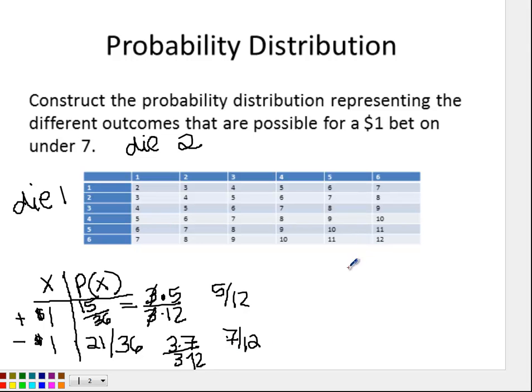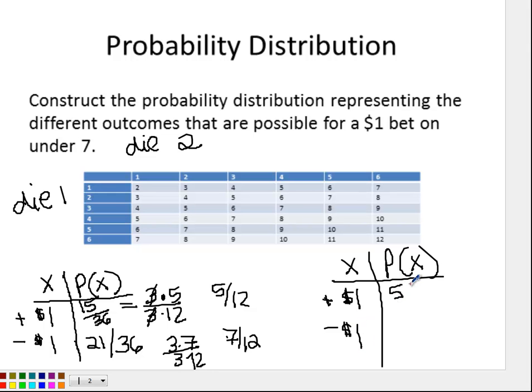So let me redraw the table so you guys can see it better. You can be up $1. That's supposed to be a plus. I'm not good at drawing. Or you can lose $1. And you have 5 over 12 here. You have 7 over 12 here.